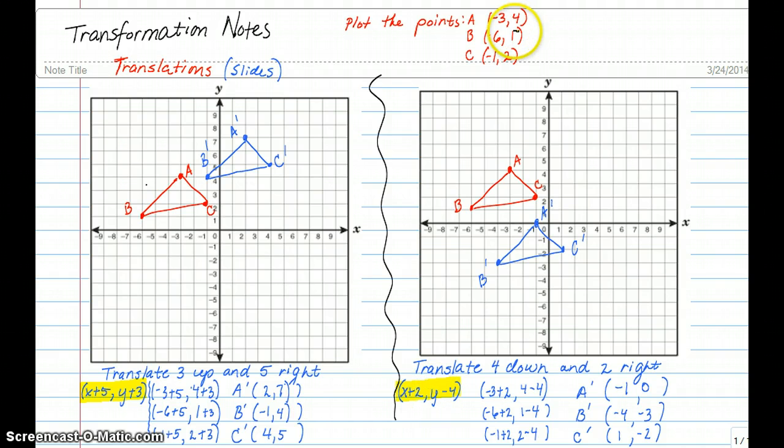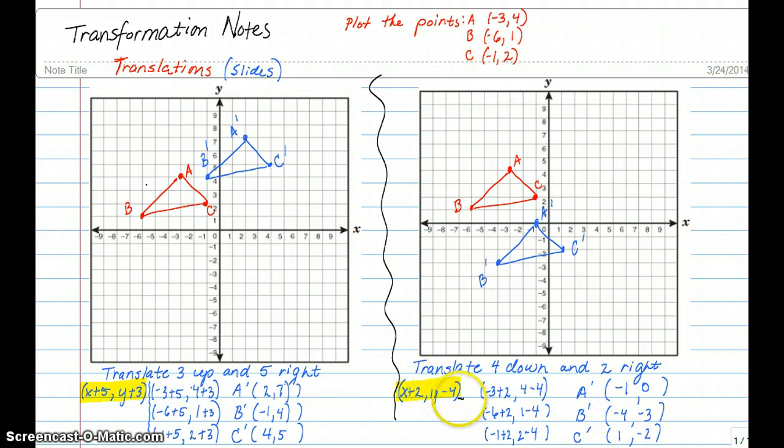And so we had -3, 4, -6, 1, -1, 2. They are all plotted in red, same as the one before. And we actually could just go from the graph and go down 4 and then over 2. But if we actually plug in the numbers, you can see you get -1, 0, because -3 was the ordered pair, plus 2 is -1, and then 4 was the y coordinate. 4 minus 4 is 0. On the point B, -6 plus 2 is -4. There it is right there. And then 1 minus 4 is -3. And then finally -1, 2. -1 plus 2 is 1 right there.